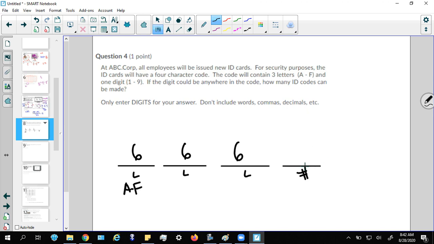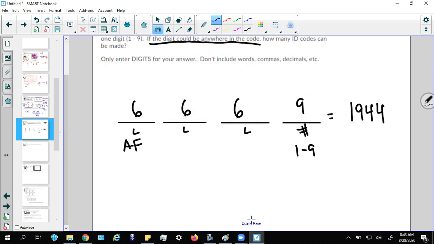And then lastly, the number is going to be 1 through 9, which is 9 options. Okay, so when we do the math, we get 1,944 options. But if the digit could be anywhere in the code.